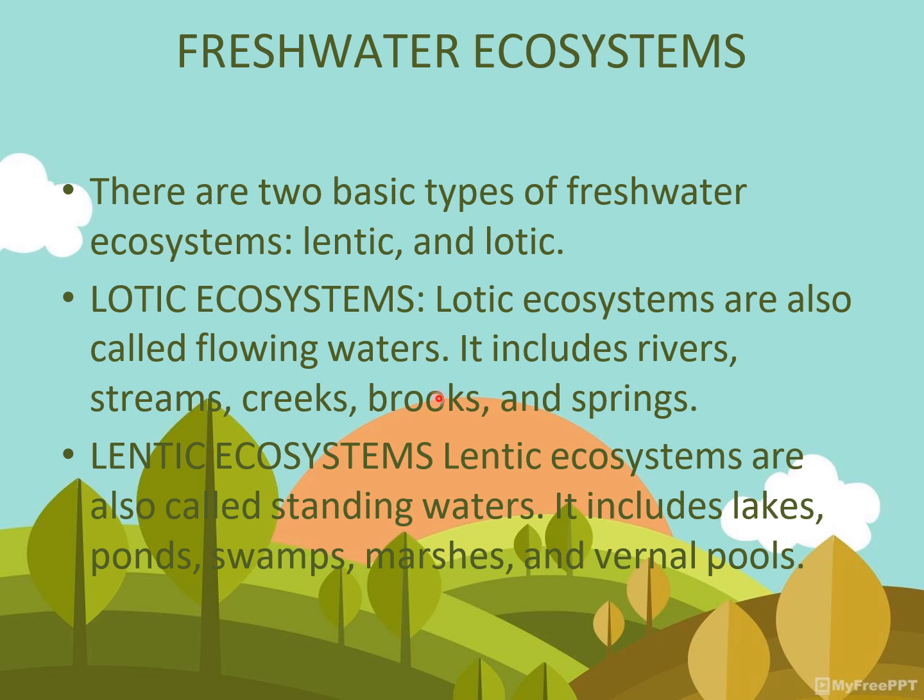Then there are two types of freshwater ecosystem. One is the lotic ecosystem, the other one is lentic. Lotic ecosystems are also called flowing water or running water. It includes rivers, streams, creeks, brooks, springs, whereas lentic means stagnant, standing water: lake, pond, swamp, marshes, vernal pools, etc.